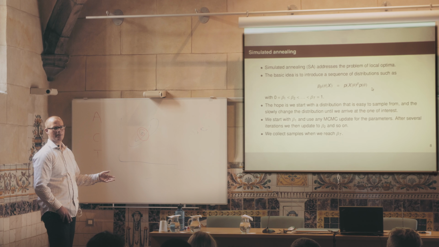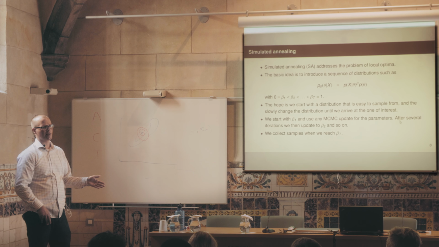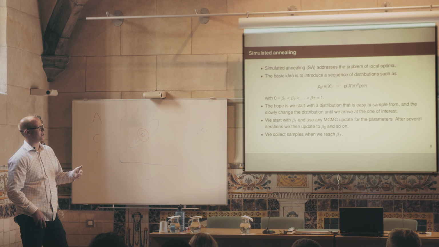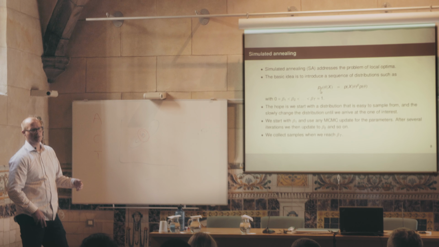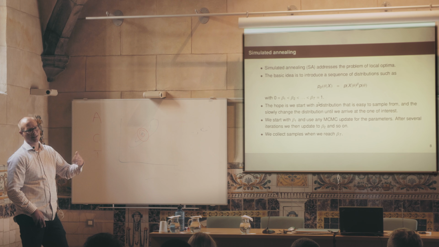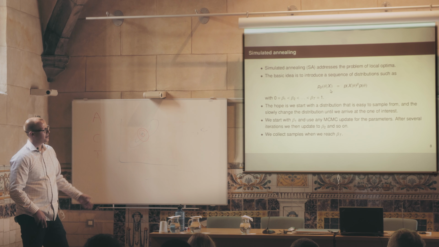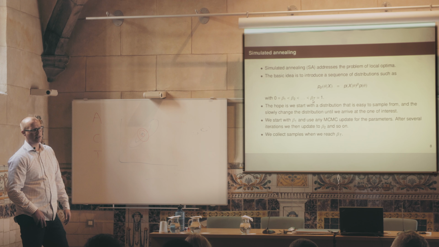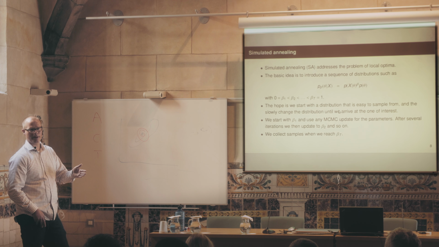And then when we're done, say after 1,000 iterations, we change to beta 2 as our parameter. We take the last value from the previous part, use that as our initialization for the next part, and run some MCMC algorithm. We keep doing that until we get to beta t. And then at that point, we start collecting actual samples, because hopefully we're sampling from the posterior. So hopefully we've done our burn-in by that point.